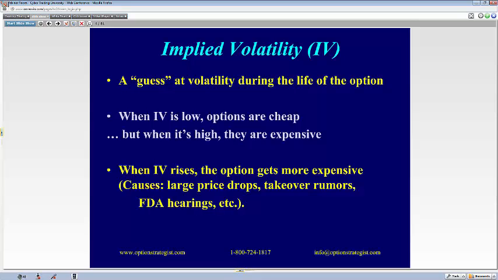So today in the modern world, traders don't talk that way, professional traders anyways. They'll instead talk about the IV, the implied volatility of the option, and they'll say whether it's low or high. If we say implied volatility is low, then options are cheap, and they've been cheap for the last few months. When implied volatility is high, we say they're expensive. So what causes implied volatility to rise? Well, a day like yesterday in the stock market, takeover rumors, FDA hearings, lawsuits, any of the kind of things that might cause a gap move in the stock itself.